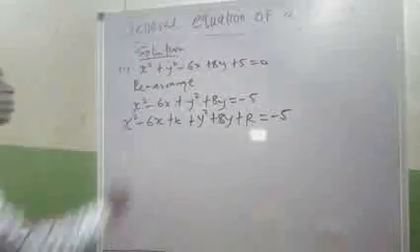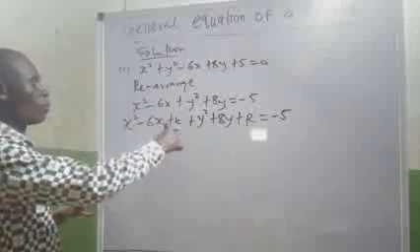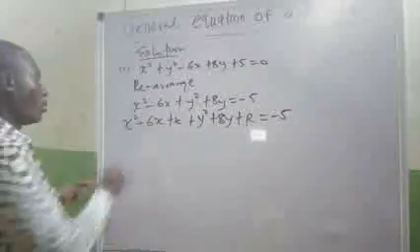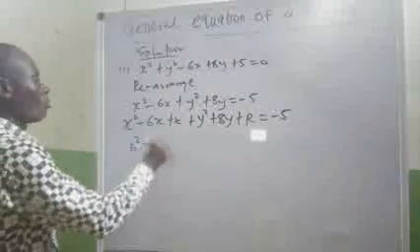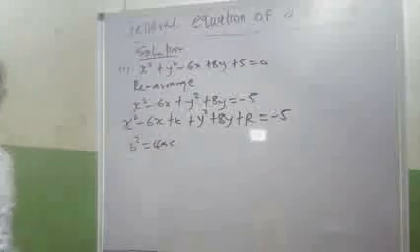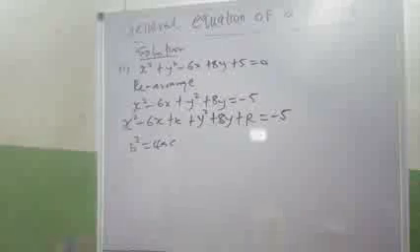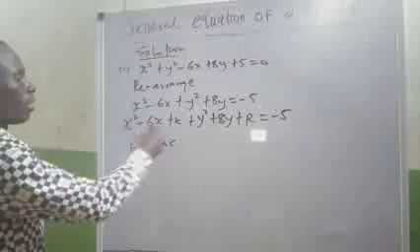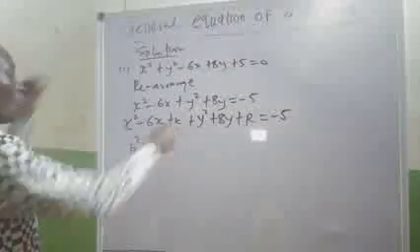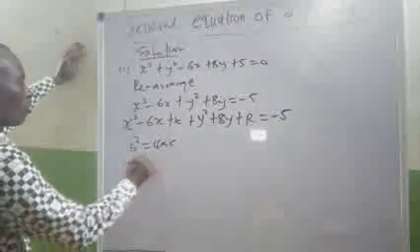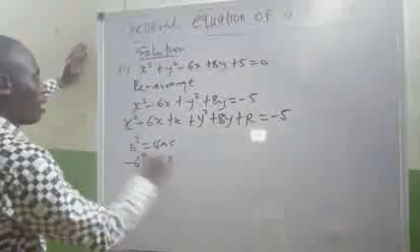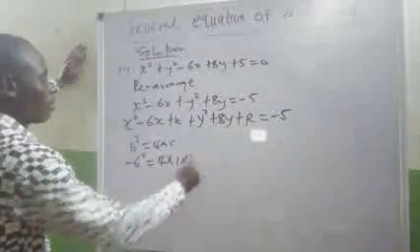Recall that to solve this, from the knowledge of quadratic equations, we use b squared is equal to 4ac. Here is your a, here is your b, here is your c. So this will be minus 6 squared is equal to 4 times 1 times k.